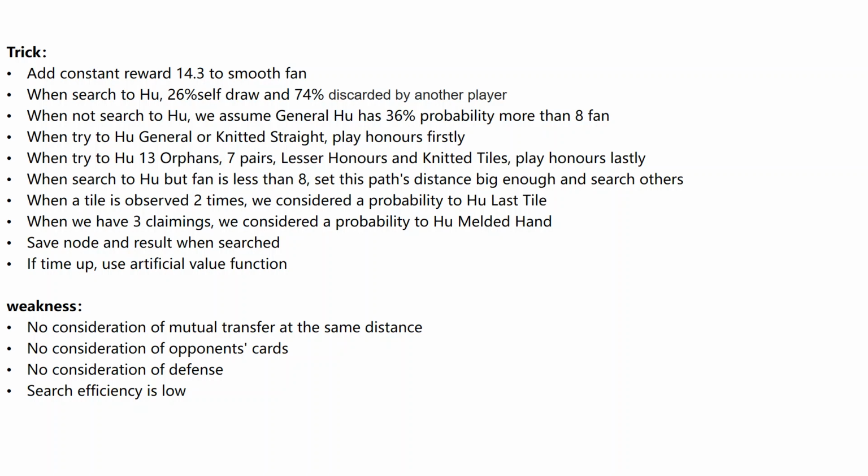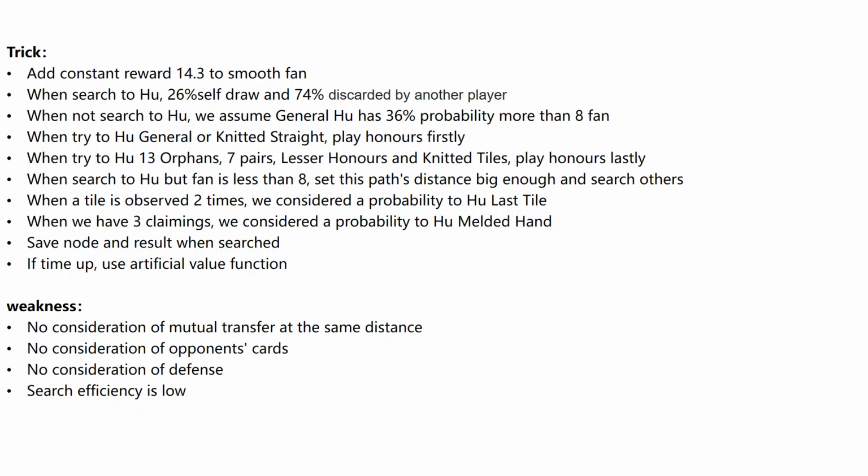And then when we try to Hu 组合龙 or general type, we play the 字 tiles firstly. When we try to Hu 七对, 十三幺 and 全不靠, we play 字 tiles lastly. When we search to Hu but the fan is less than 8, we cannot Hu, so make this path distance big enough and search other paths.